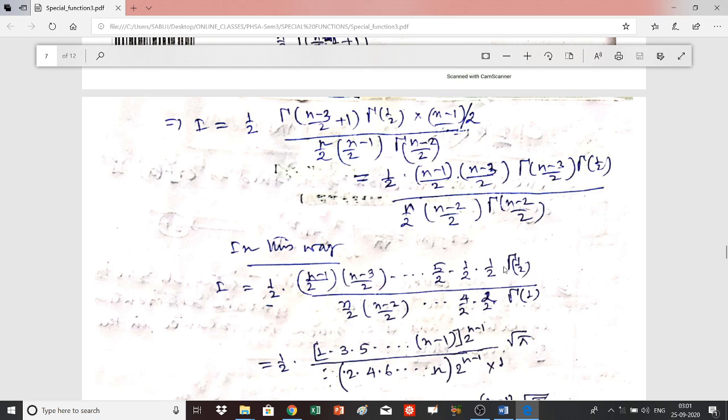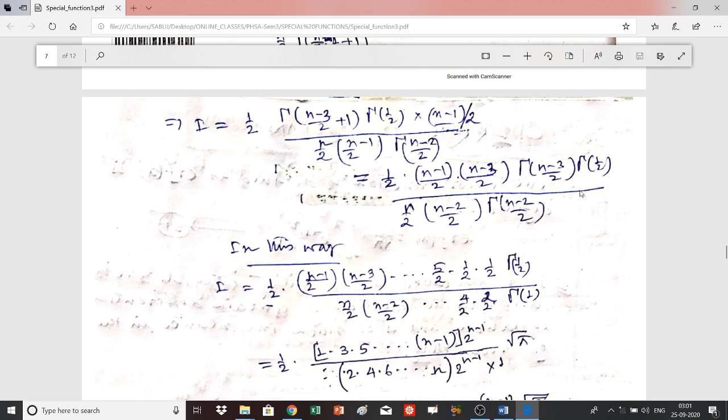And the final term is gamma half. Okay, the final term is gamma half. So mistakenly it is here 5 by 2, and it will be 3 by 2. 5 by 2, then it is 3 by 2, then half. And in this way, it will confuse.